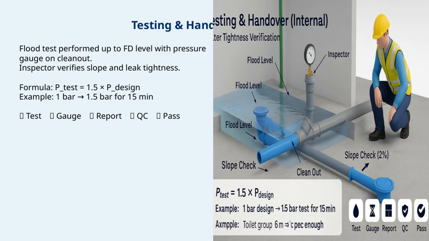Throughout this process, we use symbols to keep track of the steps: a water drop for the test, a gauge for pressure monitoring, a report icon for documentation, and a quality control check to ensure everything passes. When all these steps are successfully completed, we mark the system as passed with a check mark, indicating it's ready for the next phase. This testing phase is crucial because it confirms that the system is leak-proof and correctly installed before we move on to handover. It's a key part of maintaining quality and safety standards across the project.